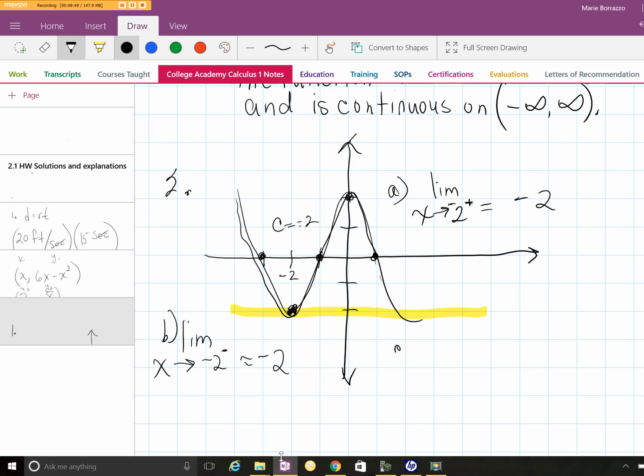And lastly, part C simply asks what is the limit as x approaches just plain old -2, excuse me, from either direction, just the value itself. And so again, this also gives us -2. So we will conclude that this function is continuous at x equals -2.